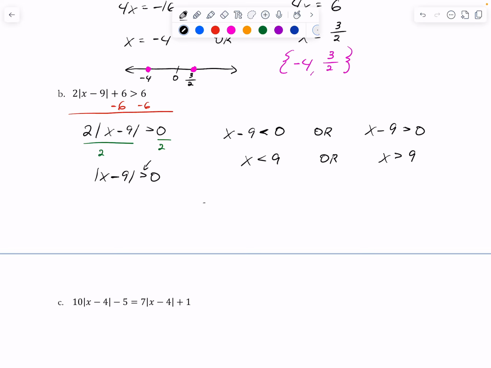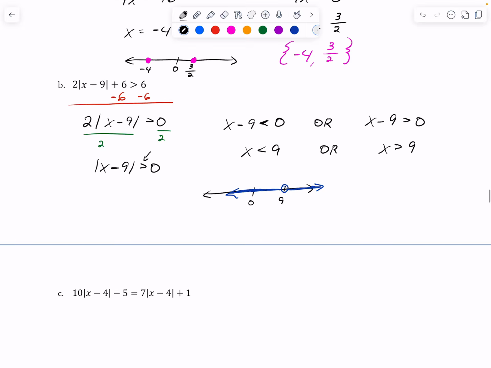Now watch what happens when we graph this, right? We've got 0. We've got 9. I'm going to do an open circle at 9. Greater than 9 is to the right of that. Less than 9 is to the left of that. So basically any number would work to make this inequality true, except because of that open circle, 9 would not work. So the interval notation is going to be negative infinity, comma 9, union 9, comma infinity.